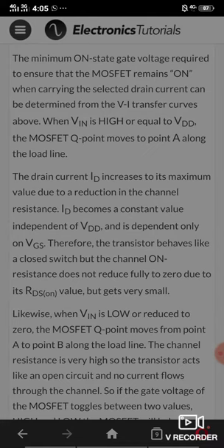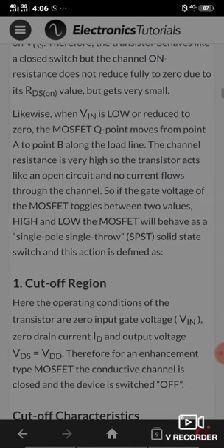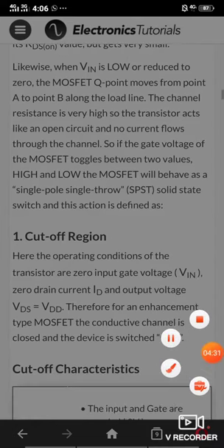Likewise, when Vin is low or reduced to zero, the MOSFET point moves from point A to B along the load line. The channel resistance is very high, so the transistor acts like an open circuit and no current flows through the channel. So if the gate voltage of the MOSFET toggles between very high and low voltage, it will behave as a single pole, single throw solid state switch, and here is defined the operation condition of gate input, ID and output voltage.